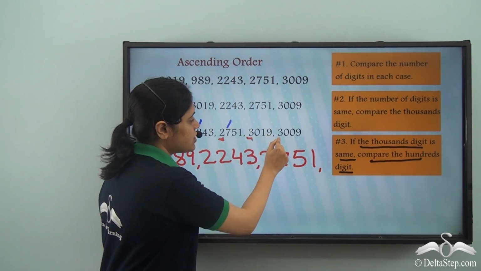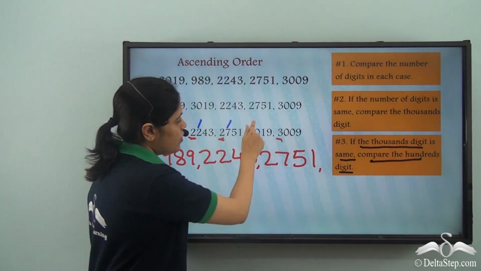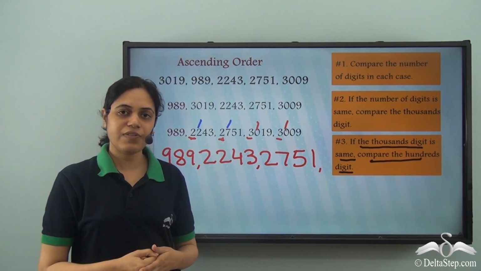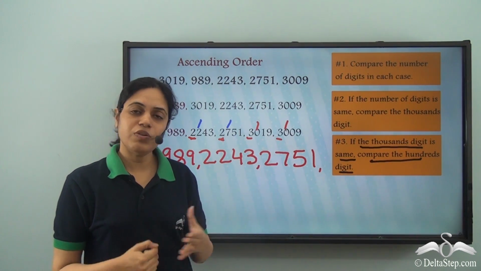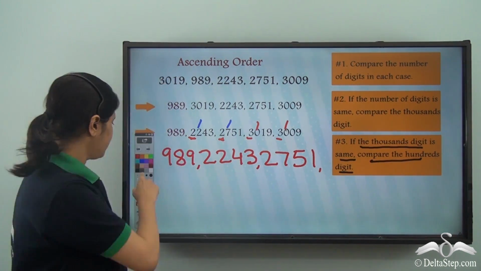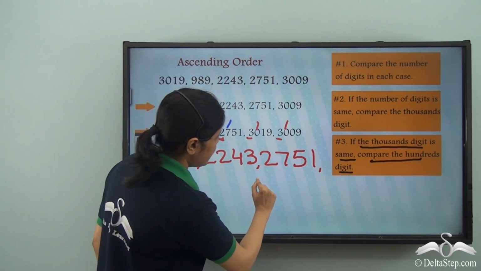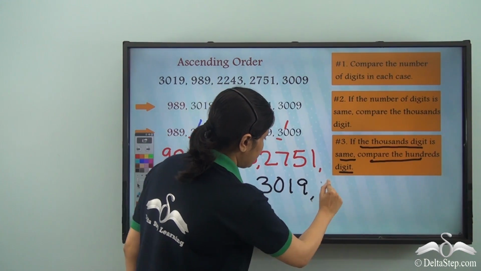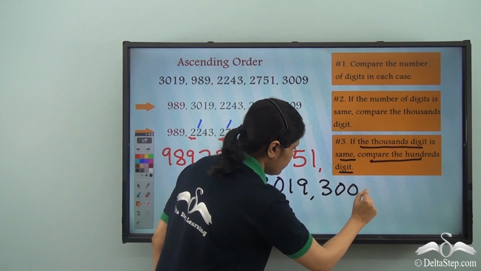Now 3019 and 3009 are left. So thousands digits are the same. 0 is the hundreds digit. 0 is the hundreds digit here as well. So 0 is equal to 0. So I cannot use trick 3 here. So let me write them as they are. 3019 and 3009.